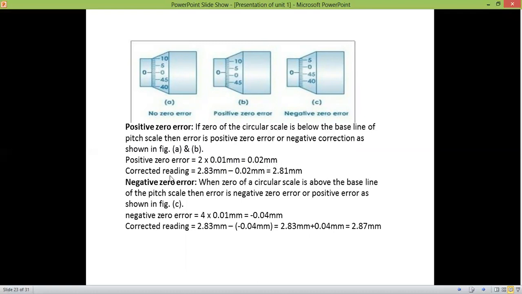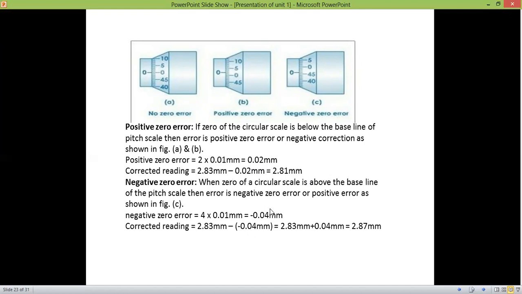Now, how to get the corrected reading? In case of positive zero error, it will be subtracted from the observed reading. The observed reading was 2.83. So 0.02 will be subtracted from it to get the accurate reading. So the answer becomes 2.81 millimeter.